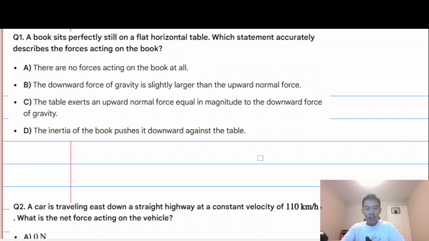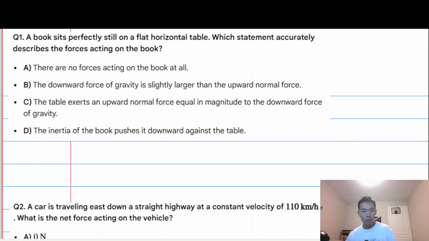Today, we're going to do a Unit 2 practice test. And Unit 2 is about forces. So, we're doing a force practice test in reality. Okay. So, a book sits perfectly still on a flat horizontal table. Which statement accurately describes the forces acting on the book?